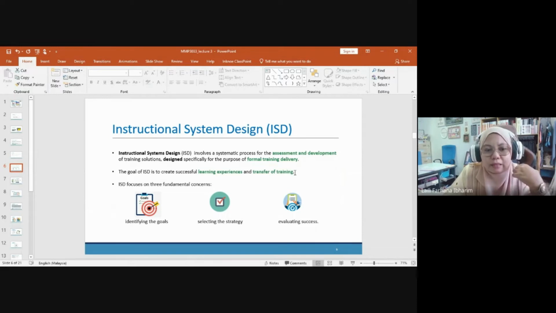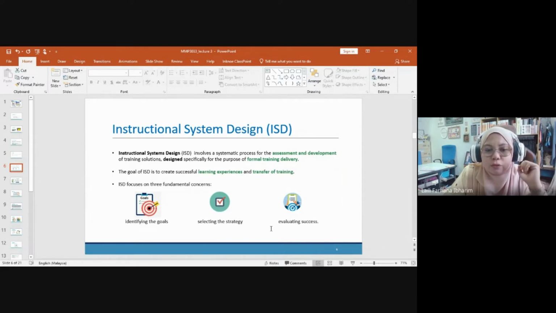ISD focuses on three concepts. First, we have to identify the goals. That means the goal of our topic for today, for example. That's why when I start our class, I tell you the learning objective for today's class: what you have to focus on, what content you have to highlight. So first thing first, we want to identify the goals of our class for today, or for the topic.